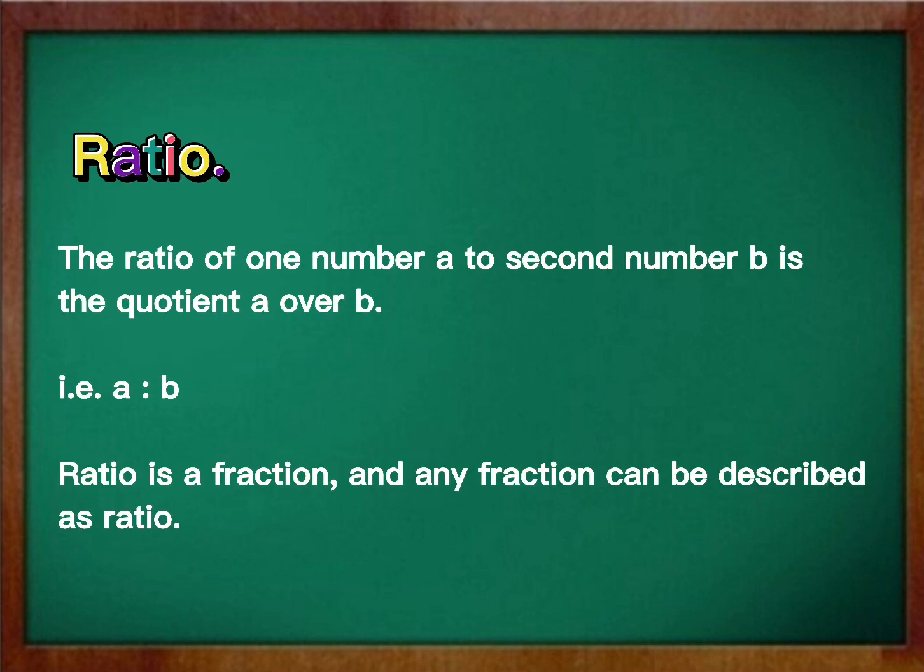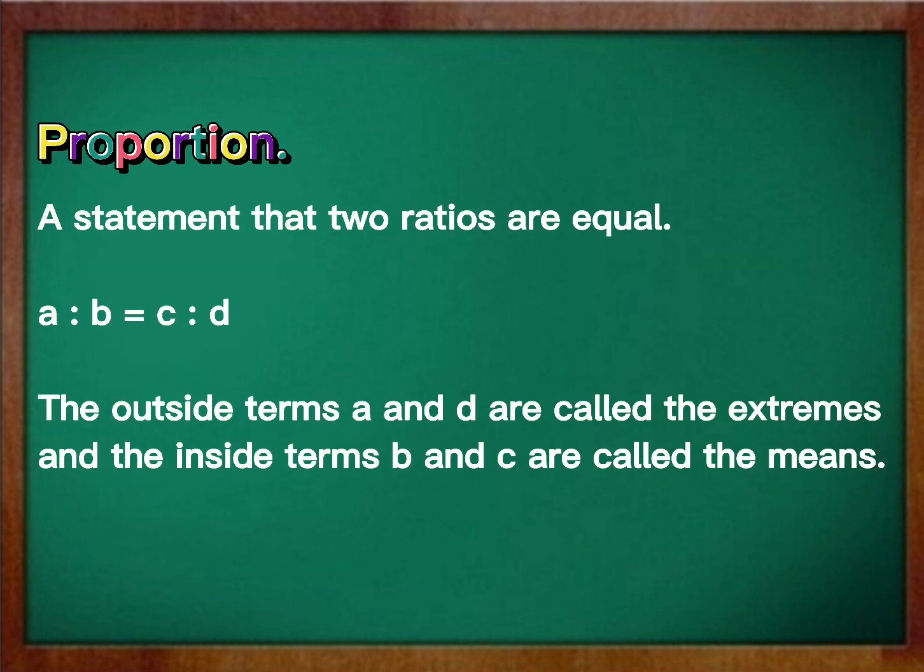Ratio. The ratio of one number, A, to second number B is the quotient A over B. The ratio of A to B sometimes is written A is to B. Ratio is a fraction, and any fraction can be described as ratio. Proportion. It is a statement that two ratios are equal.